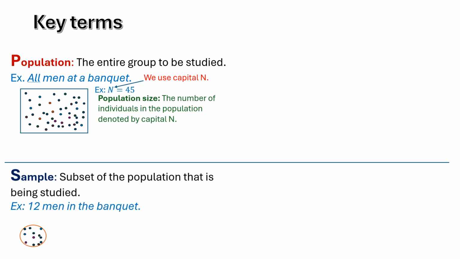Now, sometimes we may not have enough time or resources to survey all the men at the banquet, so we decided to take a sample. A sample is a subset of the population that is being studied. For example, 12 men in the banquet. We decided to just survey 12 men from the banquet. So those 12 men are pulled from the population. Notice that we use lowercase n to represent the sample size versus capital N to represent the population size.